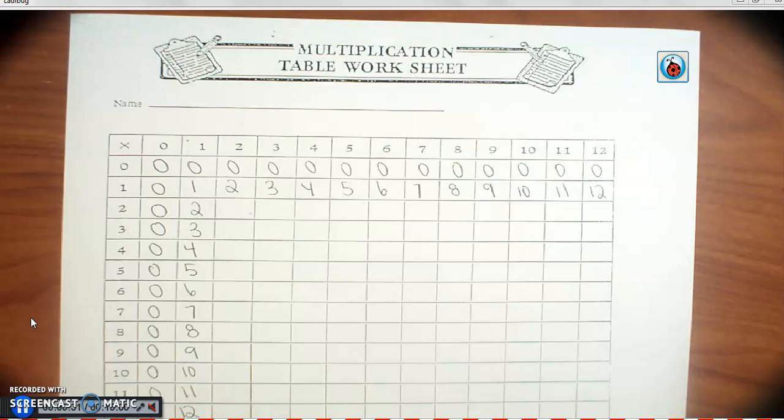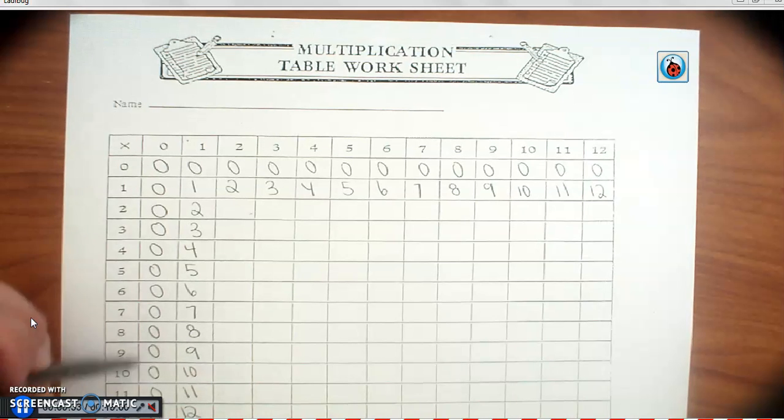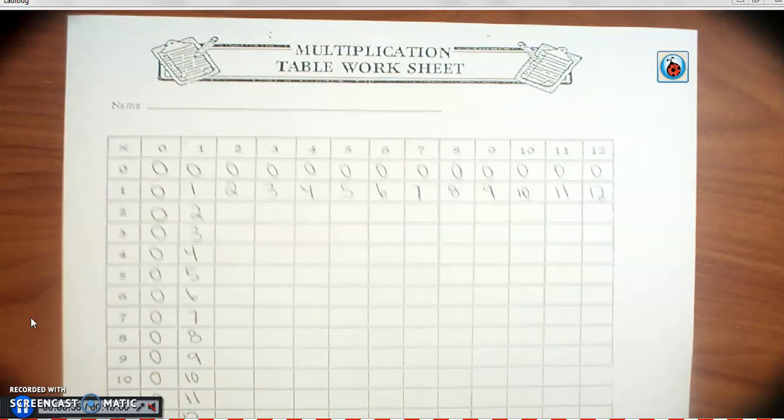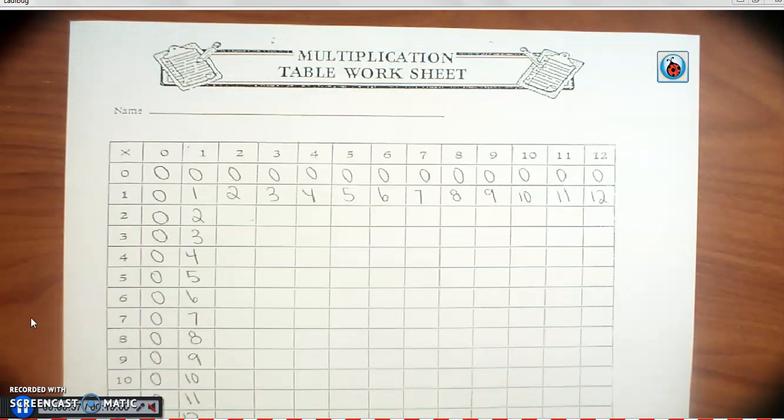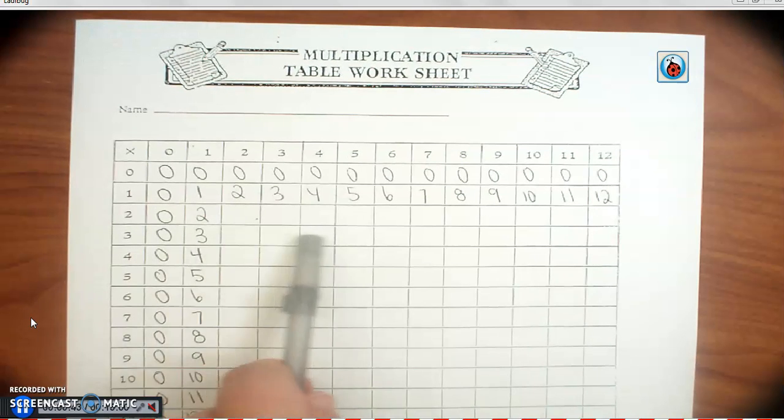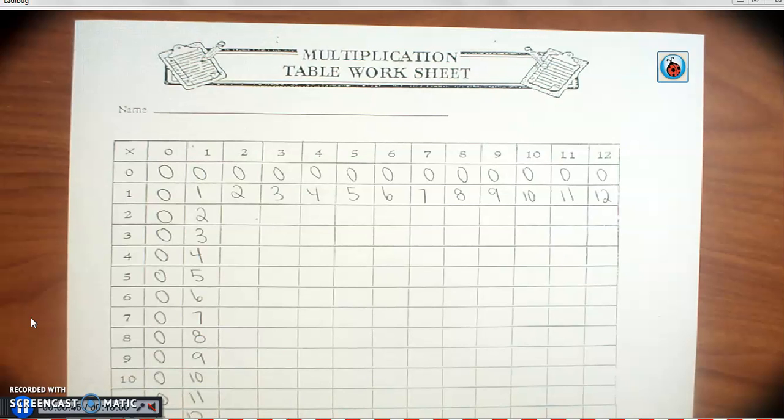So if you're using the newer one that we have, your zeros and your ones are filled out. You guys know those ones, so those are no problem. I'm not going to make you waste your time by filling them out. I'm going to go ahead and start. I'm going to just go in order. Know that when you do these, you can skip around to whichever ones are easier for you.